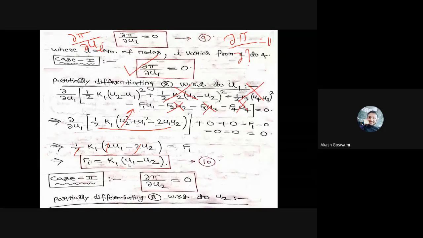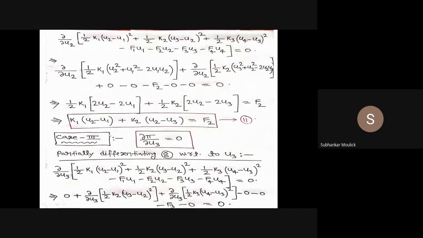Yes, sir. Similarly, if you partially differentiate del pi by del u2 and equate it to 0, you will get one expression in terms of f2. For del pi by del u3 equal to 0, you will get one expression in terms of f3. And for del pi by del u4 equal to 0, you will get one expression for f4. So for case 2, that is del pi by del u2 equal to 0, what we will do? Del by del u2 of this pi, okay.